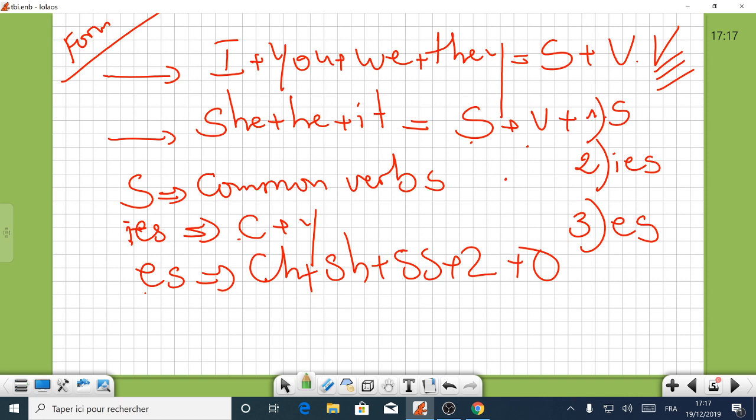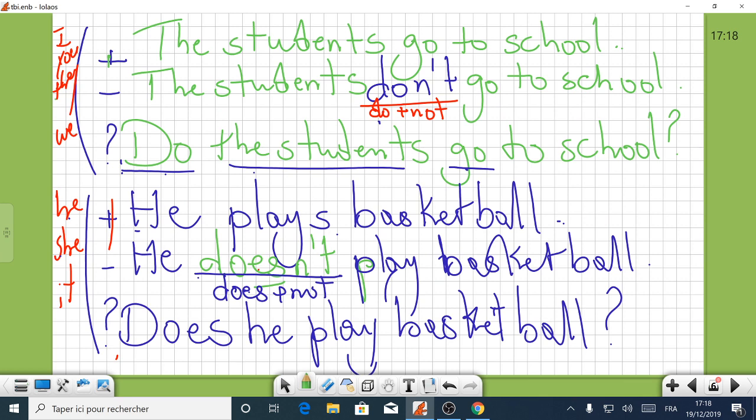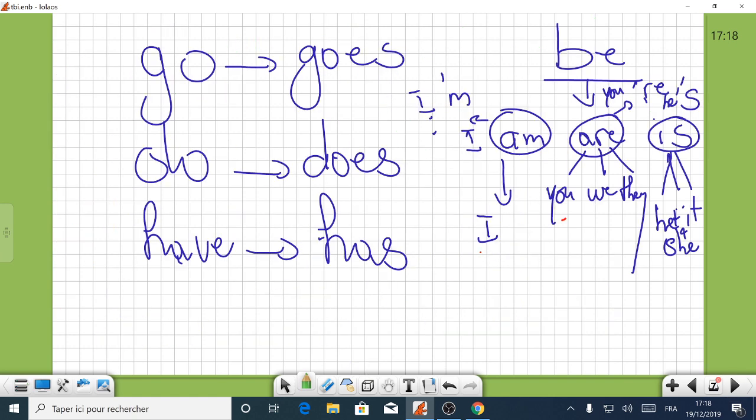With most verbs, we have just s. With consonant plus y, we have ies, and we have es with ch, sh, double s, z, and o. And here, as you can see, the negative form of he and she and it is does plus not, doesn't, and for I, you, and they, of course, do plus not, don't, for the negative and question forms. Here we have some exceptions, like go, we say goes, do, does, and have, we don't say haves, but we say has. And the verb to be, which is very common, we have am, are, is, of course.